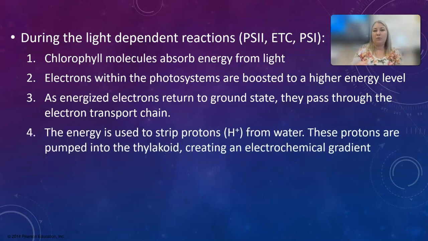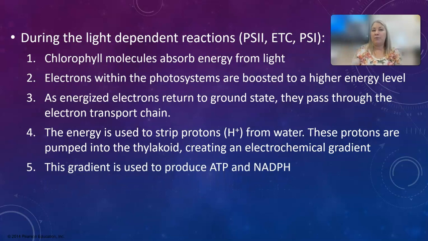They're going to give off that energy, but as they do, they pass through the electron transport chain. As they pass through, this energy is used to pump hydrogens across the thylakoid membrane, and this creates an electrochemical gradient. So it's used to accomplish active transport. This gradient will then be used as the hydrogen ions pass through ATP synthase to produce ATP, and it also is used to make NADPH. The NADPH is actually directly created in photosystem 1.